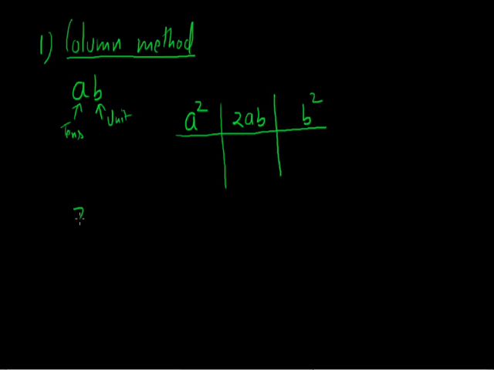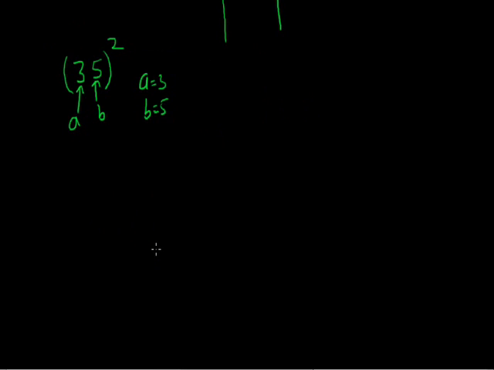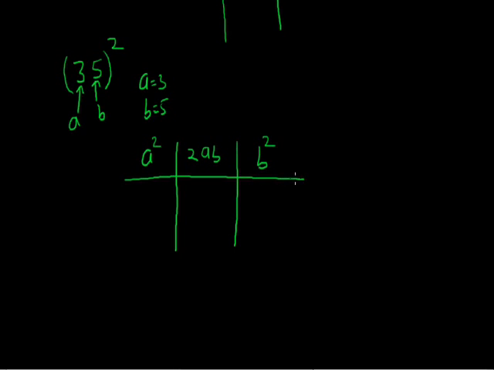Let's say I want to find the square of 35. If I compare this with AB, the unit digit is B and the tens digit is A. Here the tens digit is 3, so A equals 3 and B equals 5. Now we make the three columns. In the first column I write A square, in the second column 2AB, and in the third column B square. Now I substitute the values.